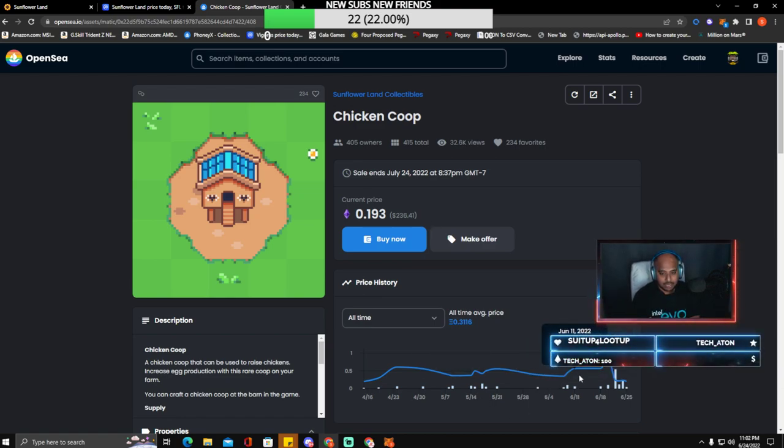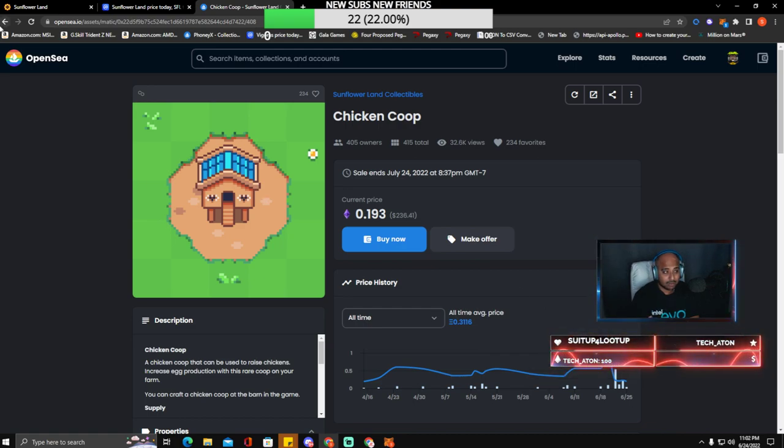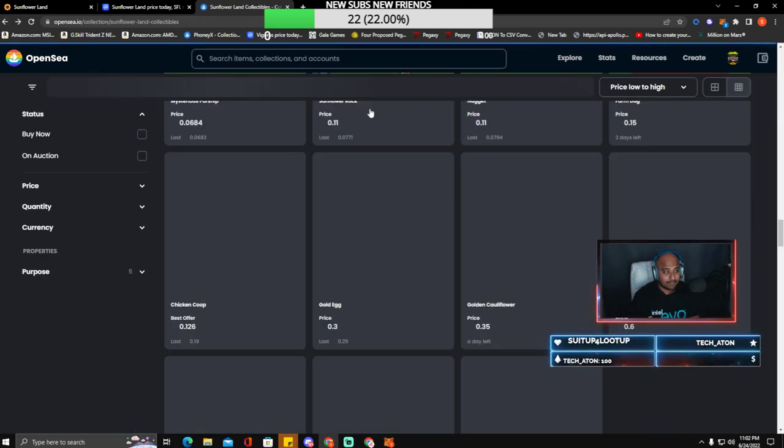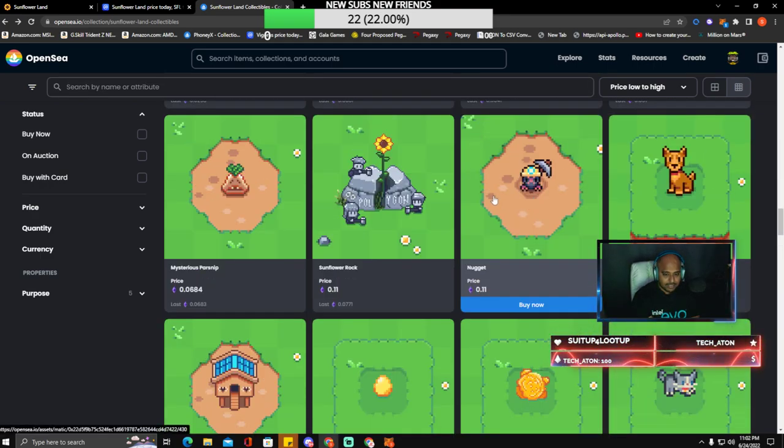$237. I think it's the highest peak it was selling at. It was selling around about $3,000. So once people have a lot of chicken coop, again, the price will go down again.